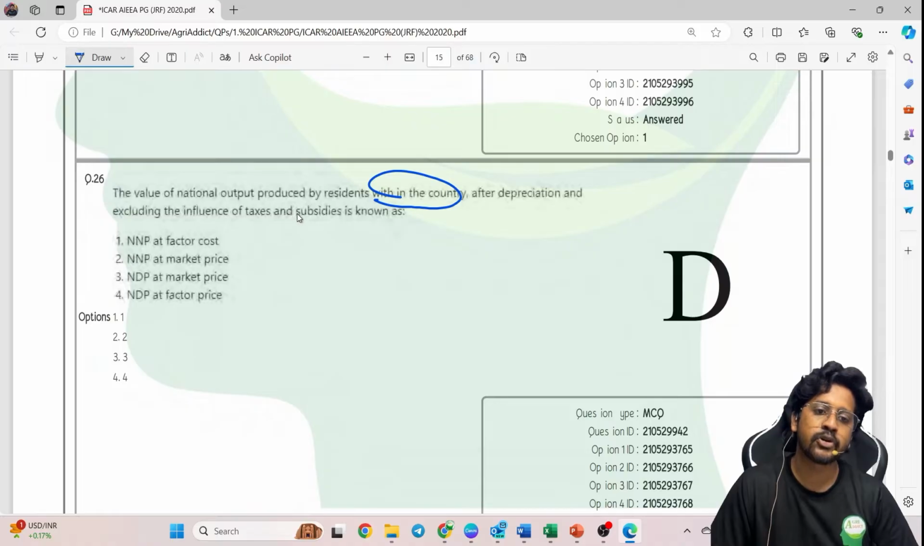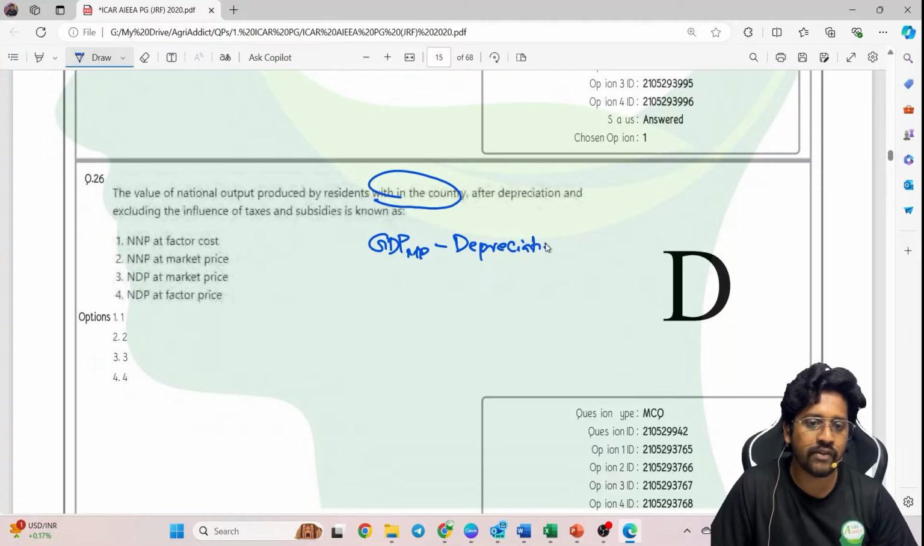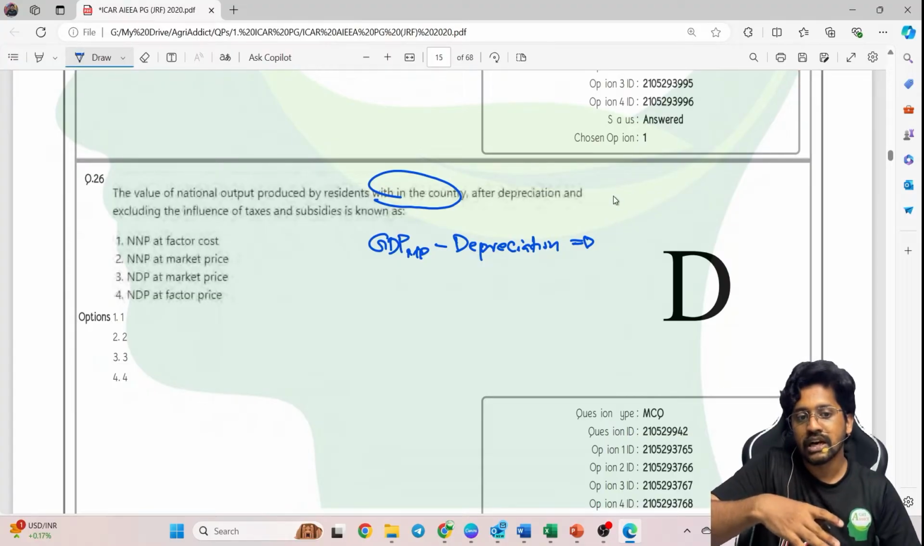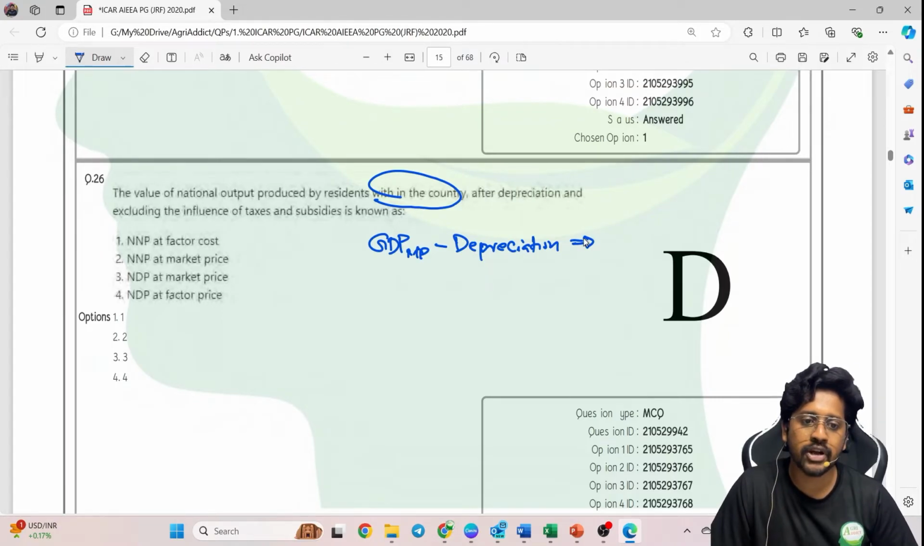So value of the national output produced by the residents in the economy within the country, we know that it is gross domestic product at market price. Till now we can say that this is the gross domestic product at market price, after depreciation and excluding the influence of the taxes. So we have to deduct the depreciation, right? Once we deduct the depreciation, the gross will be converted into net. So therefore gross domestic product at market price will be converted into net.